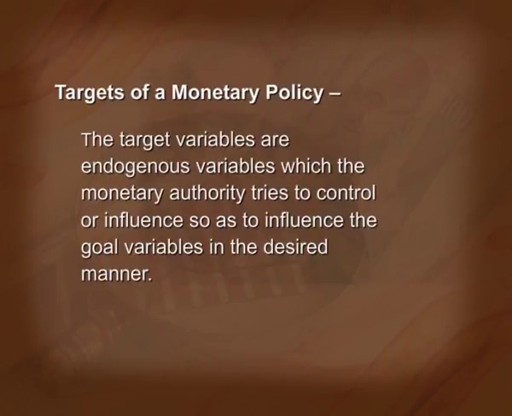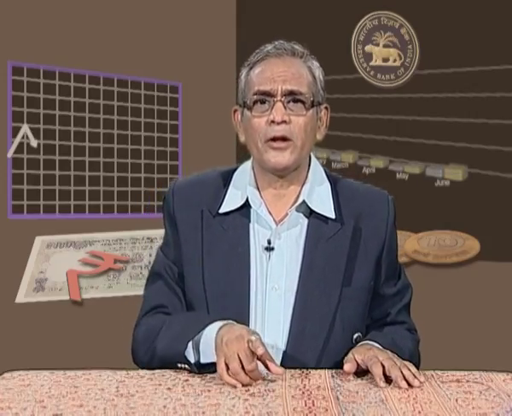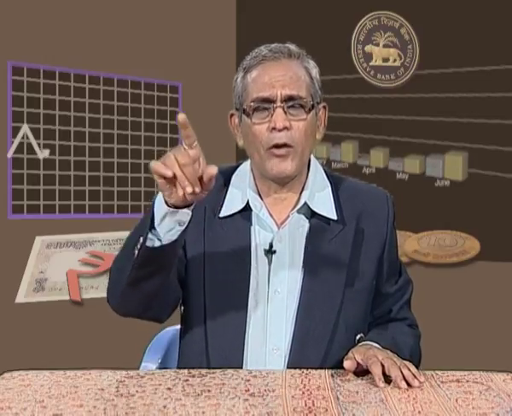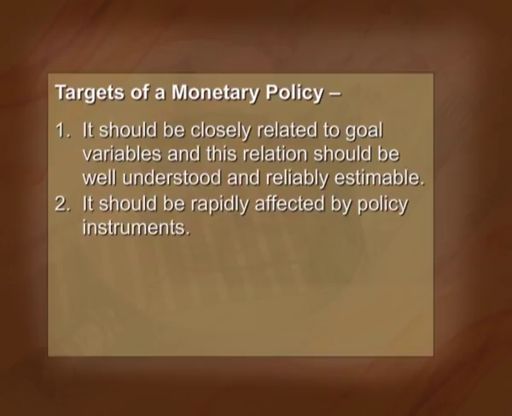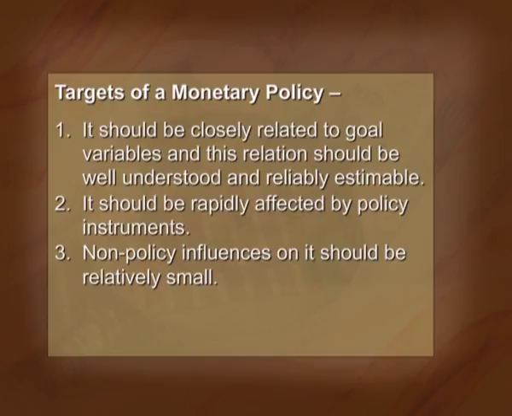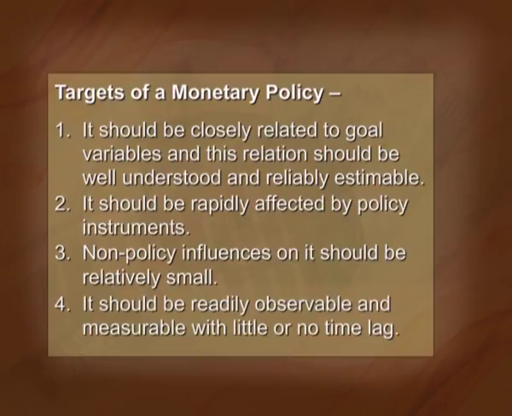What are the targets of a monetary policy? The target variables are endogenous variables which the monetary authority try to control and influence so as to influence the goal variables in the desired manner. To serve the target function well, a chosen target variable should possess certain basic qualifications. These are: it should be closely related to goal variables and this relation should be well understood and reliably estimable. It should be rapidly affected by policy instruments. Non-policy influence on it should be relatively small, that is small relative to policy influence. And of course, it should be readily observable and measurable with little or no time lag.